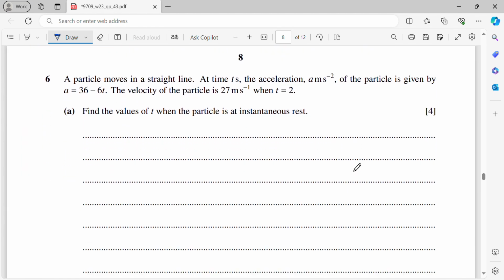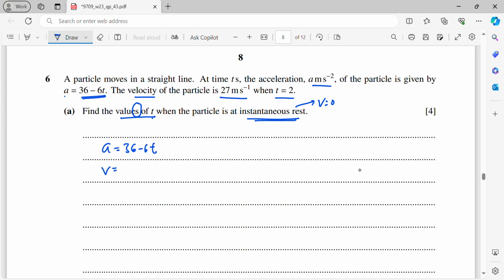Now next, question number 6. A particle moves in a straight line at time t seconds. The acceleration a of the particle is given by a equals 36 minus 6t. The velocity of the particle is 27 meters per second when t equals 2. Find the values of t when the particle is at instantaneous rest. That means v equals 0, so you need to find the t when v equals 0. And given the a, a equals 36 minus 6t.